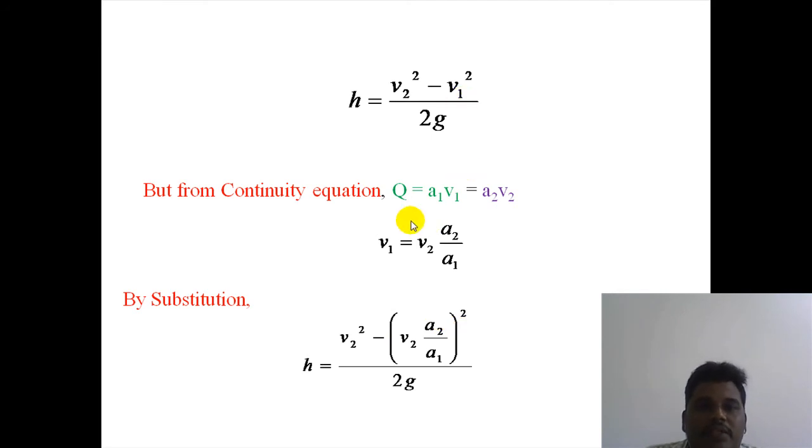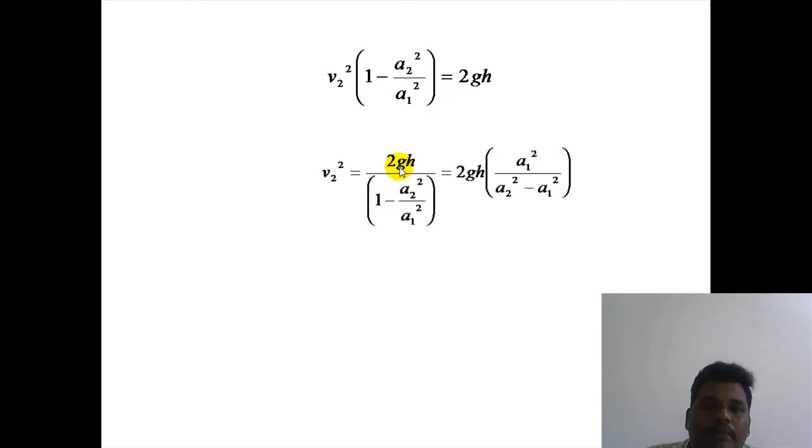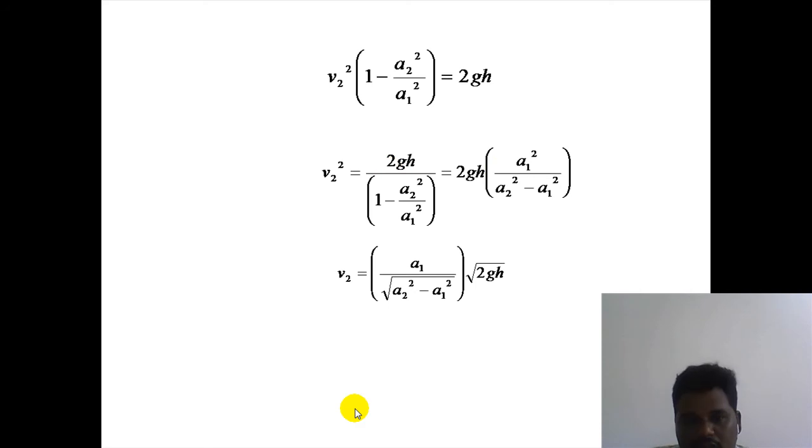You get V2 square is common: V2 square times 1 minus A2 square divided by A1 square is equal to 2GH. Now V2 square is equal to 2GH divided by 1 minus A2 square divided by A1 square. By manipulation, we get 2GH multiplied by A1 square divided by A1 square minus A2 square. Now, applying the square root on both sides, V2 is equal to A1 divided by the root of A1 square minus A2 square into 2GH.